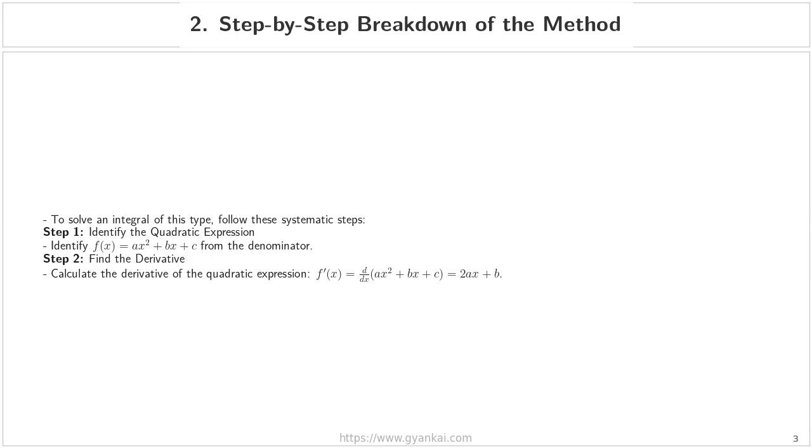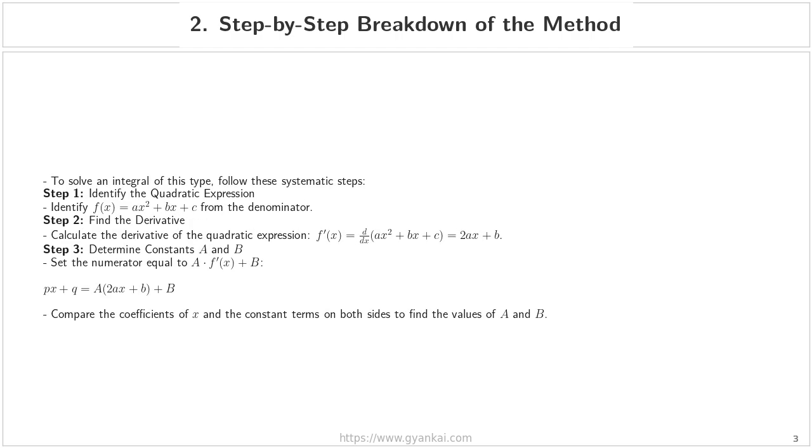We're denoting this derivative as f prime of x. This derivative is crucial because we're going to use it to rewrite our numerator. Step 3, determine constants a and b. This is where the algebraic manipulation comes in.